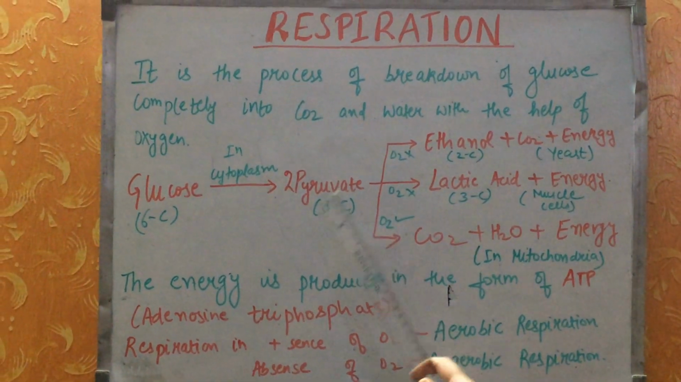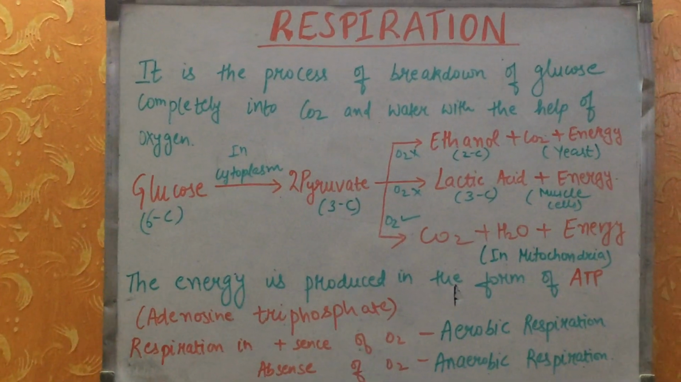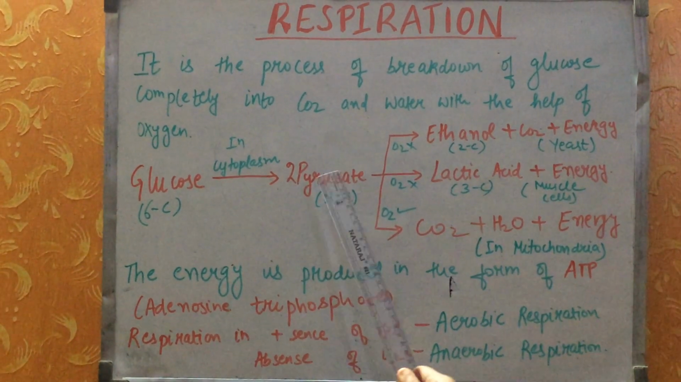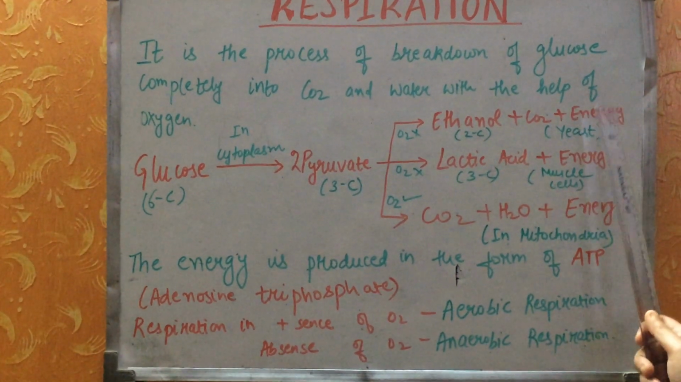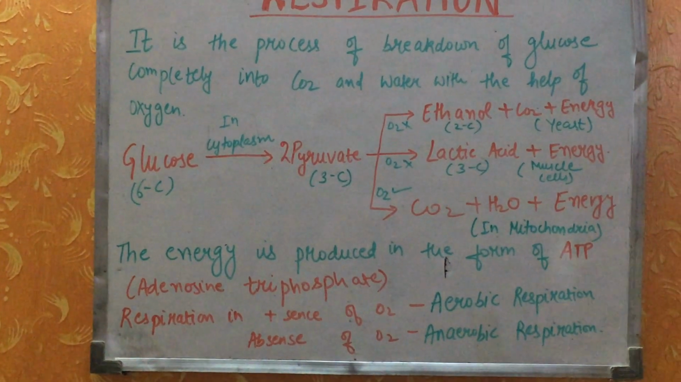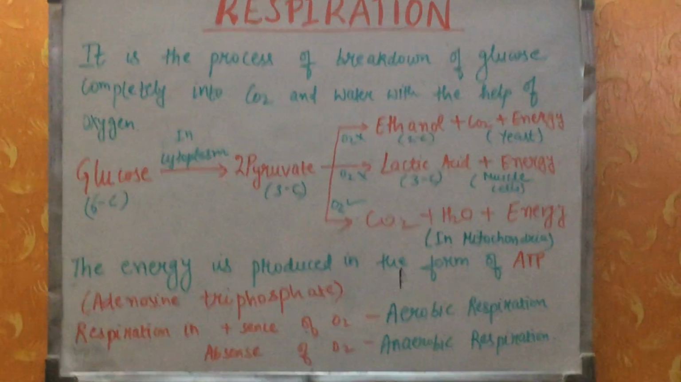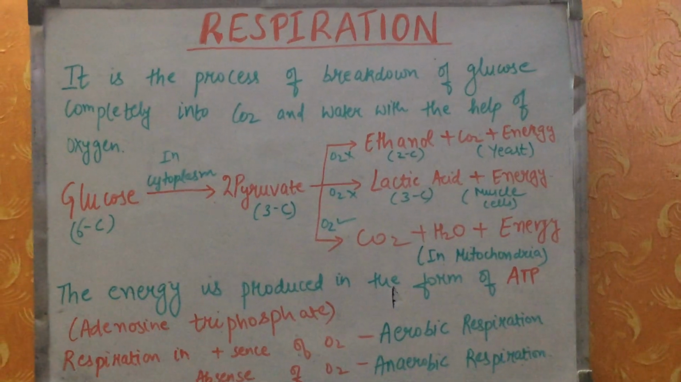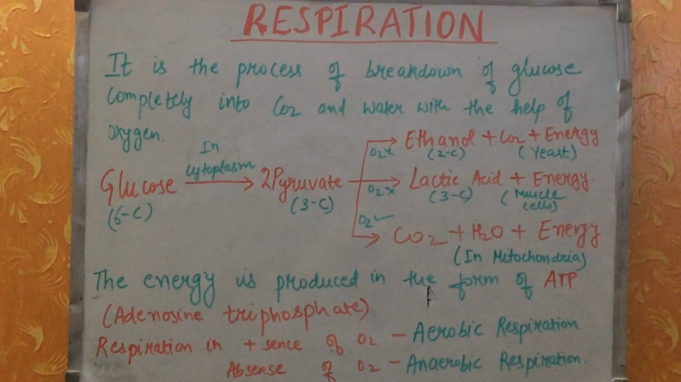Now this pyruvate molecule has different fates. Okay. Now in yeast, the pyruvate molecule breaks down into ethanol plus carbon dioxide plus energy. Now in this, oxygen is absent. यीस्ट में जो रेस्पिरेशन हो रही है, it is without oxygen. So ethanol, a 2 carbon molecule, is formed. एक कार्बन CO2 की फॉर्म में रिलीज होता है and energy is formed.